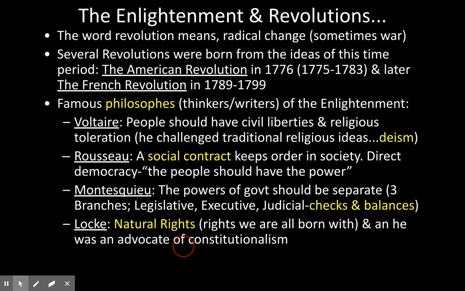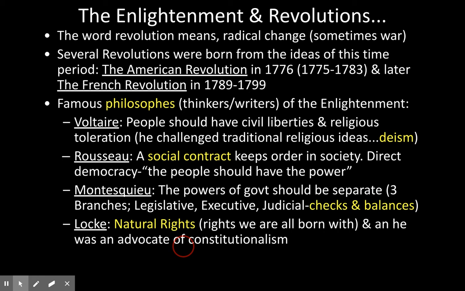There was also a British philosopher. I wouldn't call him a philosopher because he's definitely British. But Locke actually wrote during the 1688 Glorious Revolution, where he saw a radical change in Britain. And he started to see the formation of the United Kingdom that happened after the Glorious Revolution.